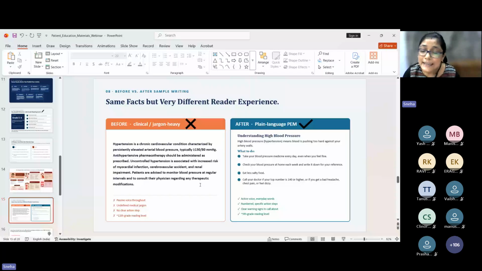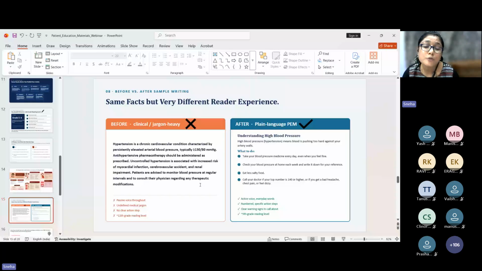The entire thing is written in active voice, with everyday words. Every day we are used to hearing about high blood pressure medicine, and you will always see people suggesting that you eat less salt if you're suffering from high blood pressure. These are very common, everyday things that we hear. It also has numbered, specific action steps, provided in bullets, and clear warning signs to call out.